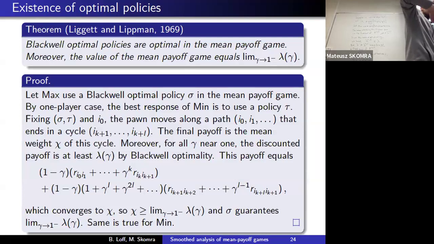But what happens in the discounted case? So for all gamma near one, the discounted payoff is at least this thing because sigma is Blackwell optimal. Sigma is Blackwell optimal, so it guarantees at least this thing, whatever Min does. So in particular, if Min uses tau, we are guaranteed at least this. But now we can just write this expression explicitly, right? This discounted payoff on this zero player game is exactly equal to this expression.